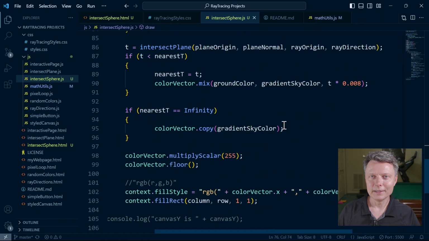Okay, with that, it's time for the moment of truth. So let's go into our demo and see if we can see a red sphere.